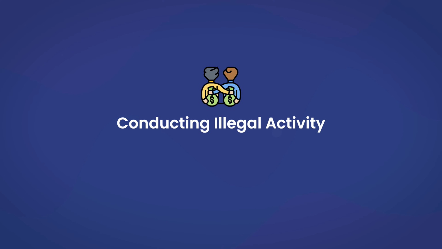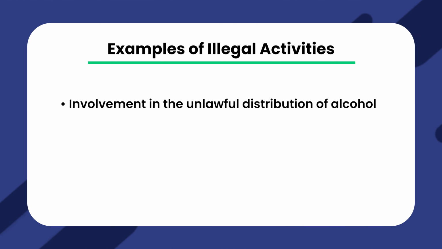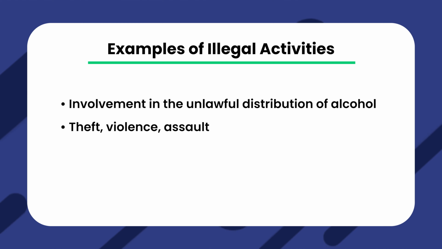Another reason is conducting illegal activity. If the tenant has engaged in illegal behavior within the property, the landlord is not required to give the tenant written notice before starting the eviction process. Some examples of illegal activities are involvement in the unlawful distribution of alcohol, theft, violence, assault, and prostitution. Landlords are advised to keep a close eye on their tenants to make sure illegal behavior does not go unnoticed.